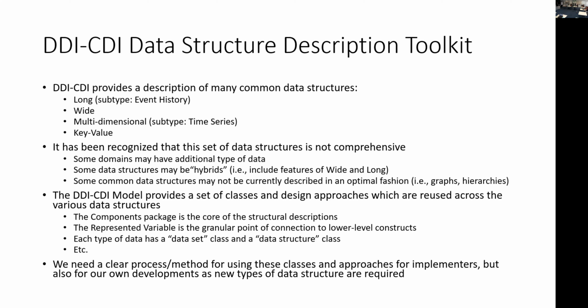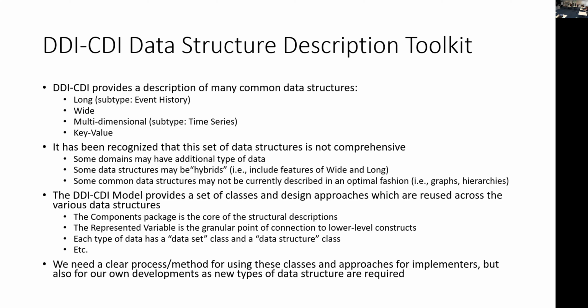When you look at the stuff in the model that we use to describe data structures, it's primarily the things in the components package when we're talking about data structure, okay? Typically, the point where you attach to the more granular data is through the represented variable class, right? And below that, there are a whole bunch of other things in the model for describing classifications and code lists and other kinds of representations, attaching concepts. But the represented variable seems to be the point where the data comes into the picture when you're describing the structures. And that's something they all have in common.